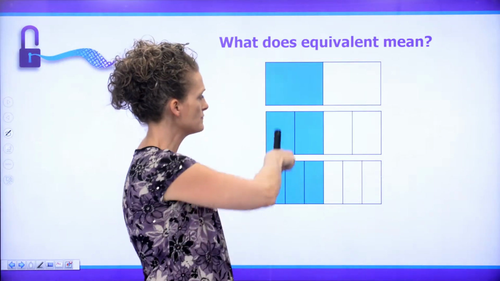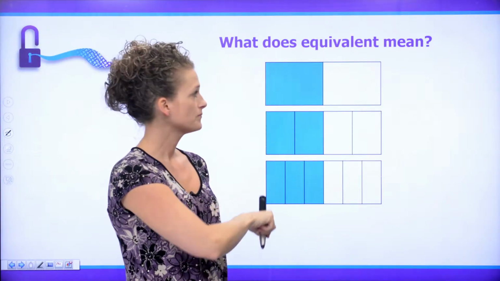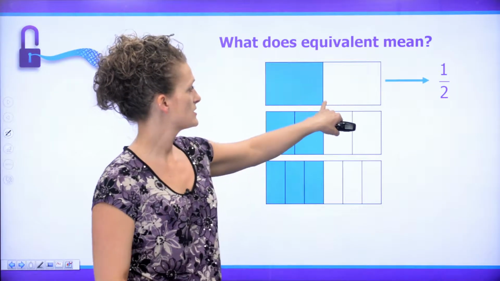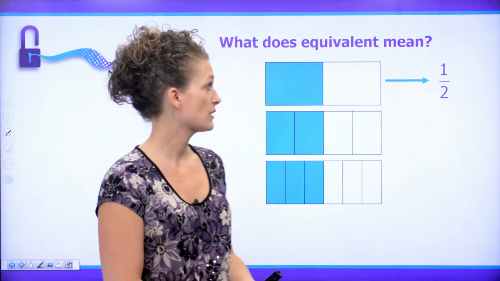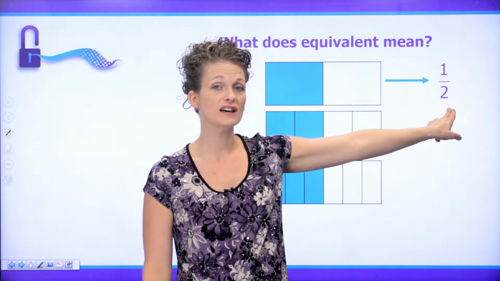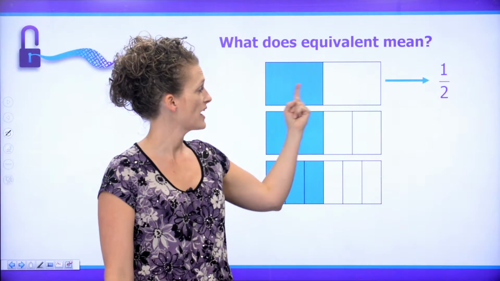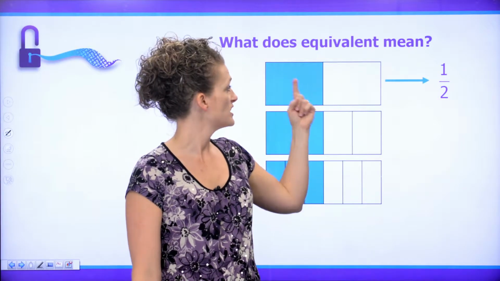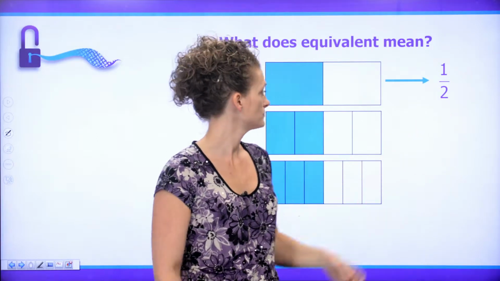So I have 3 rectangles and they are all the same size. Now you'll notice that this rectangle is divided into 2 equal parts. Now remember when we talked about our introduction to fractions, the denominator tells you how many parts the whole is divided into. So we have 2 parts. So each part, in this case, is 1/2.